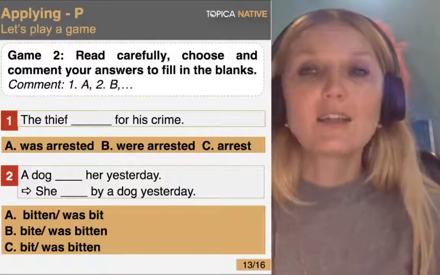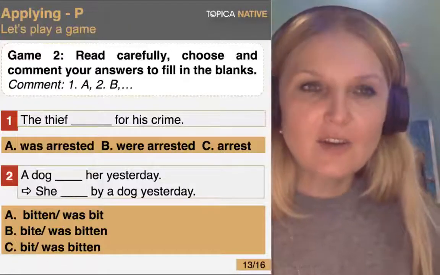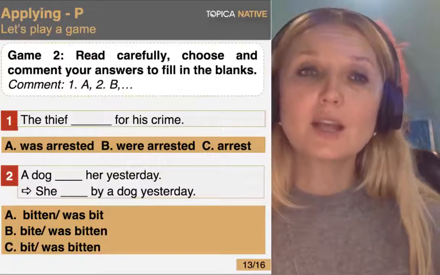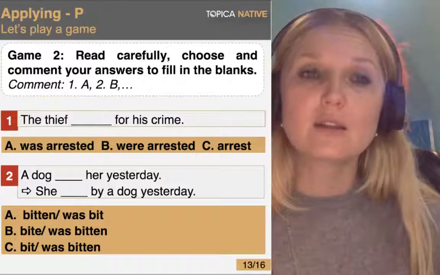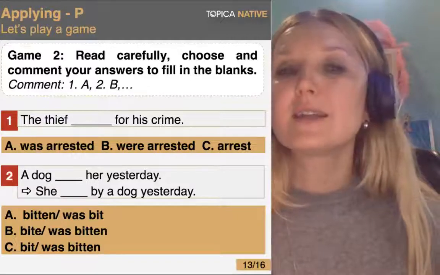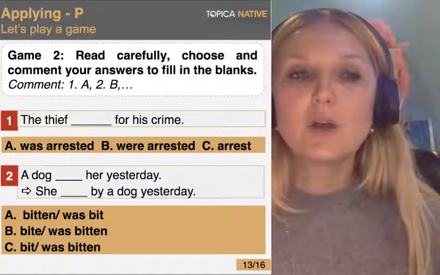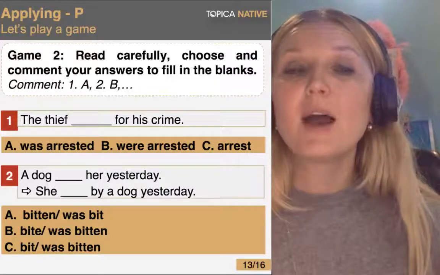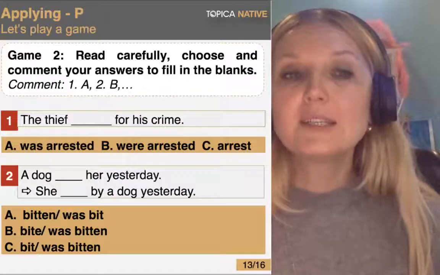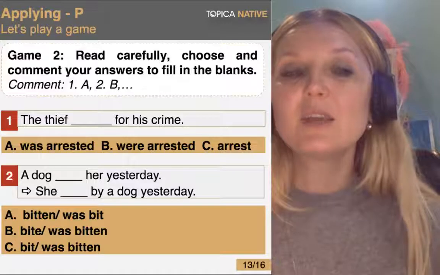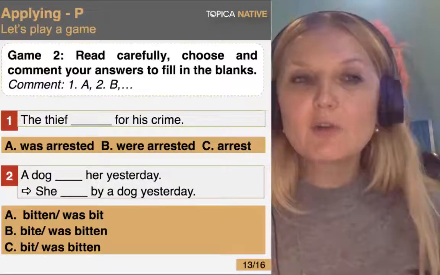All right. Here is another game. Please read carefully. Choose and comment your answers to fill in the blanks. Number 1: the thief was arrested, were arrested, or C, arrest. Number 2: a dog beat her yesterday, she was beaten. A, beaten, was beat. B, bite, was beaten. C, beat, was beaten. So please be careful here.